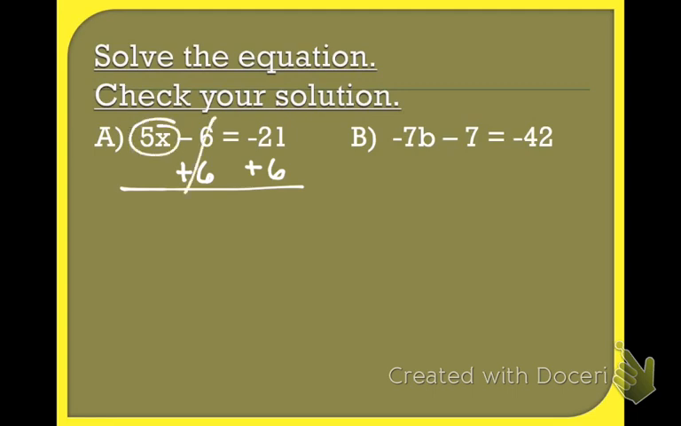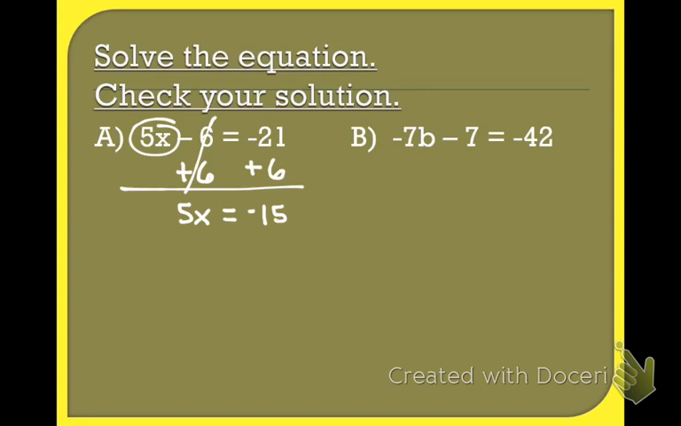What am I left with on the left side? 5x, so I'm bringing it down. 5x equals negative 21 plus 6. You can use your calculators if you want, or you can use the same sign, add and keep. What is negative 21 plus 6? Negative 15. Same sign, add and keep, different sign, subtract and take.